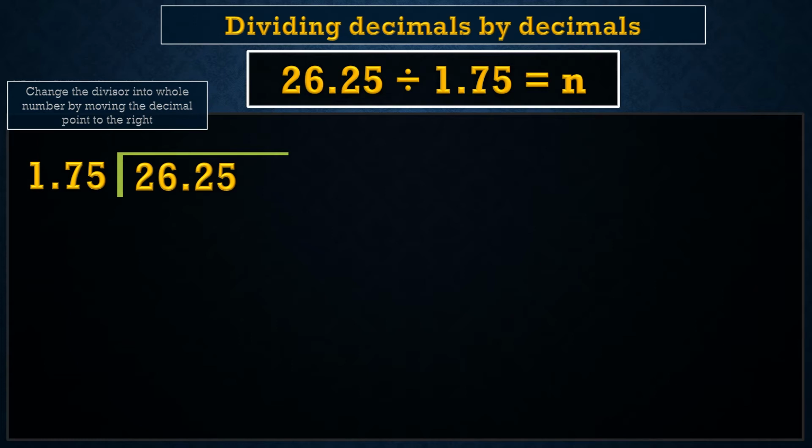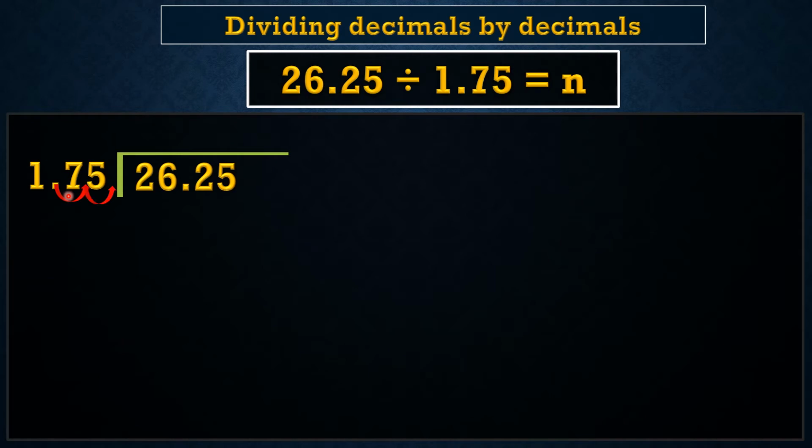We have two decimal places in our divisor. So what we're going to do is move the decimal point to make it a whole number. How many times? 2 times. So let's move. 1, 2. When we move it, it becomes 175.